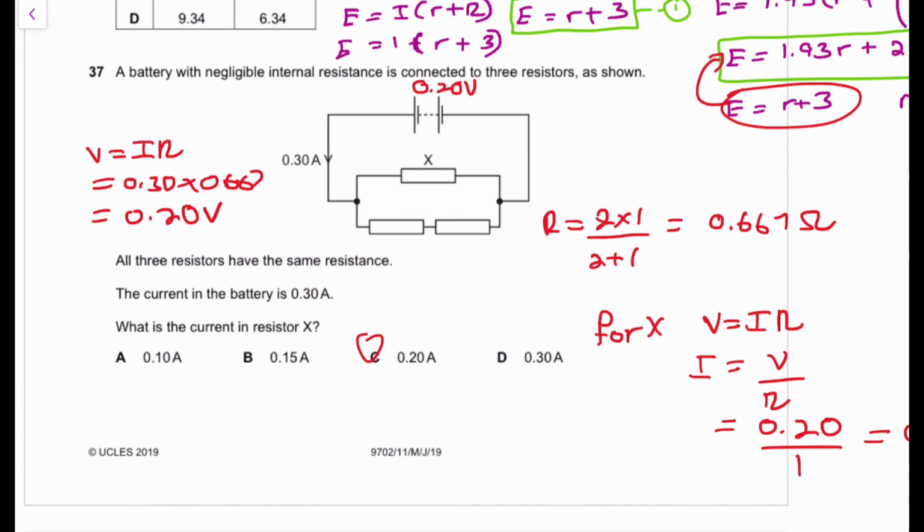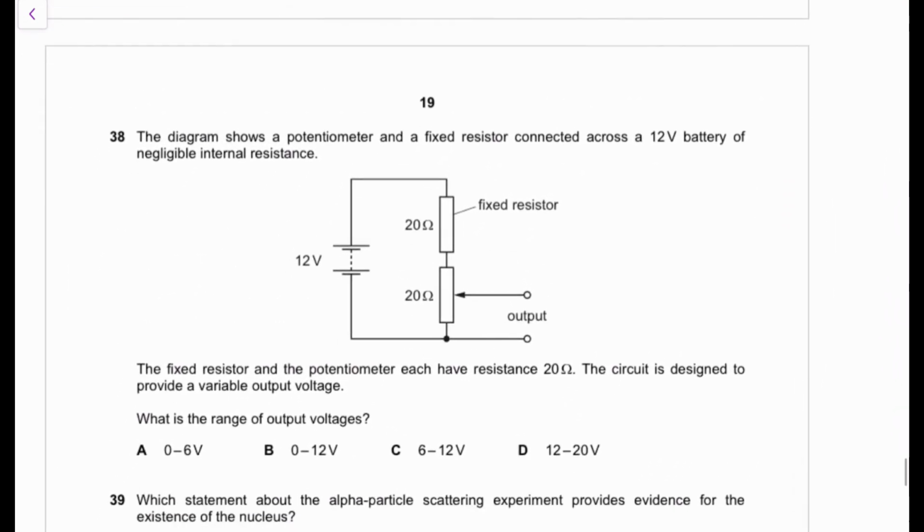Then I said, whenever things are in parallel, electrons are going to reach a point, then they're going to decide. Others are going to move up. Others are going to move down. And by doing that, they're going to give some energy to X. And we have the value of R of X because I've assumed it, right? Then I have the value of V. Then I can find the value of the current, which is going to be C. Very important. Move on to question 38.